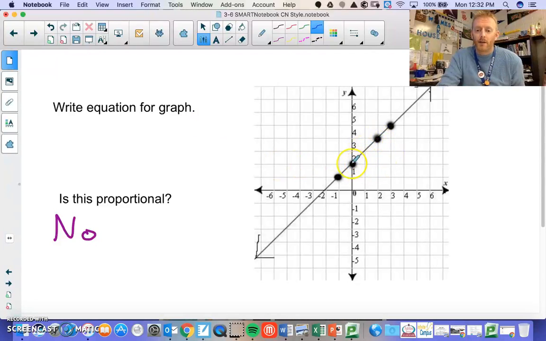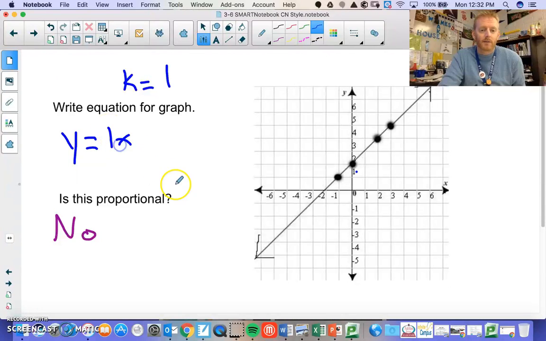We went to the right 2 and we went up 2, so my rise over my run is a slope of 1. That's my k value. The change of y was 1, the change of x was 1, so my k is equal to 1. My equation would start with y equals 1x. Now if we plug in a 1 for x, do we get the value of 2? The answer is no. In order to get that, we'd have to add 1 more.